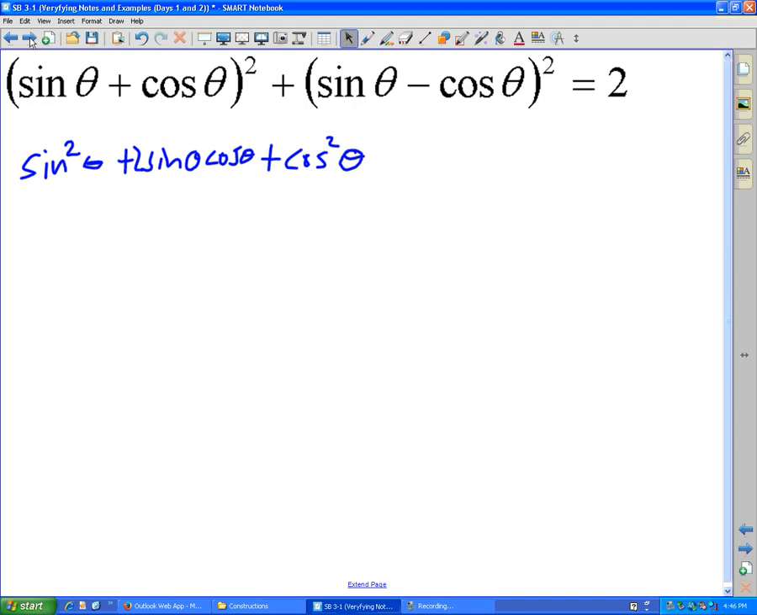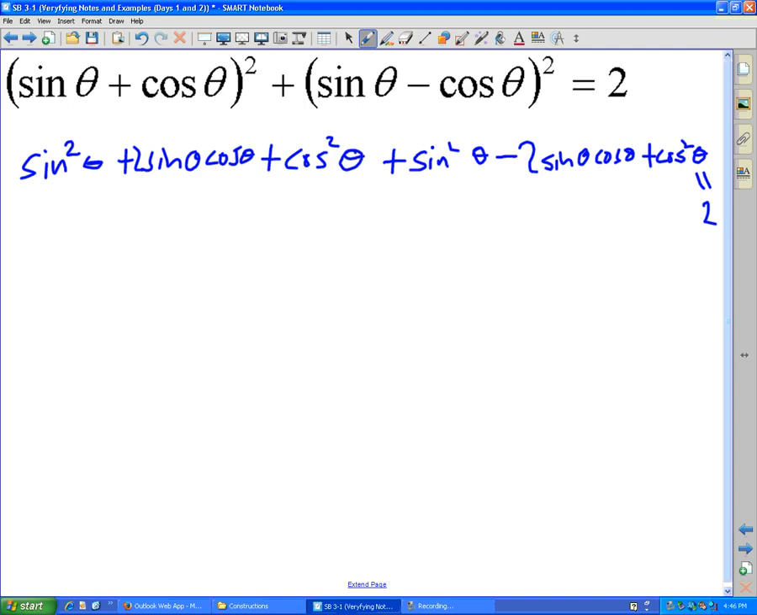Let's do the second binomial that's being squared, which is very similar to the first. We're still going to get a sine squared, which is good. And we're still going to get a cosine squared at the end, but the middle terms this time are going to be a sine theta times a negative cosine theta, which is actually a negative sine cosine, and then another one of those. And so we're going to get negative 2 sine cosines, and then the cosine squared that we mentioned at the end. And this whole thing's equal to 2.